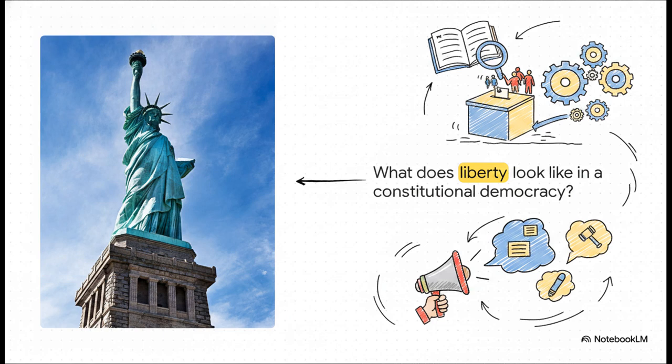So what does liberty actually look like in a constitutional democracy? The Statue of Liberty is a pretty incredible symbol, right? But liberty isn't just a statue standing perfectly still in a harbor. True liberty is active. It requires our active participation and a real knowledge of how our political system actually works. Basically, to keep liberty alive, we have to understand the tools we have and learn how to use them.